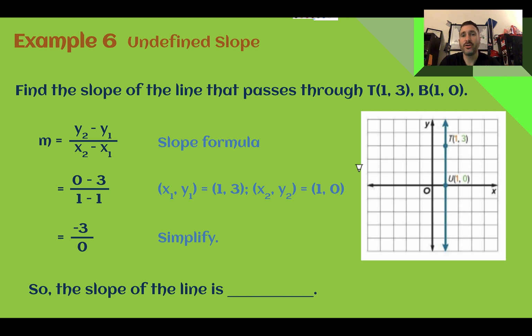Example 6, undefined slope. Find the slope of the line that passes through 1, 3 and 1, 0. So here, we can see that we have it graphed. We're using our slope formula and subtracting. We ended up going up or down 3, in this case down 3, but we moved 0 to the left or right. So essentially, somehow the object moved 3 spaces down and no time had passed. What we're ending up doing is trying to divide by 0. We can't be dividing by 0. So in this instance, the slope of the line is undefined since we're trying to divide by 0.